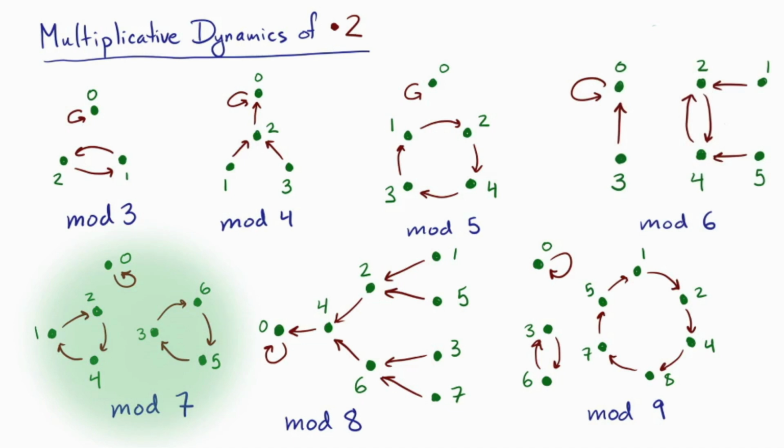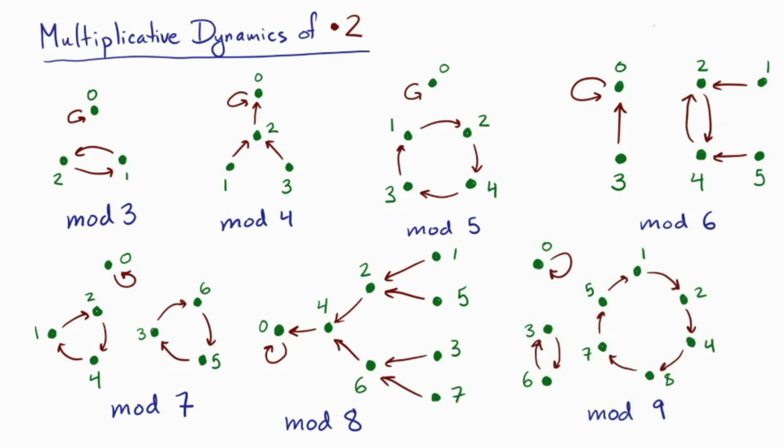Mod 7, we have cycles again. 0's alone and the rest fall into 2 cycles of the same size. Mod 8, we have this great tree pattern that we saw a moment ago. Mod 9, we have cycles again. 0's alone, and then we have cycles of size 2 and 6. So, obviously there's quite a lot going on here.